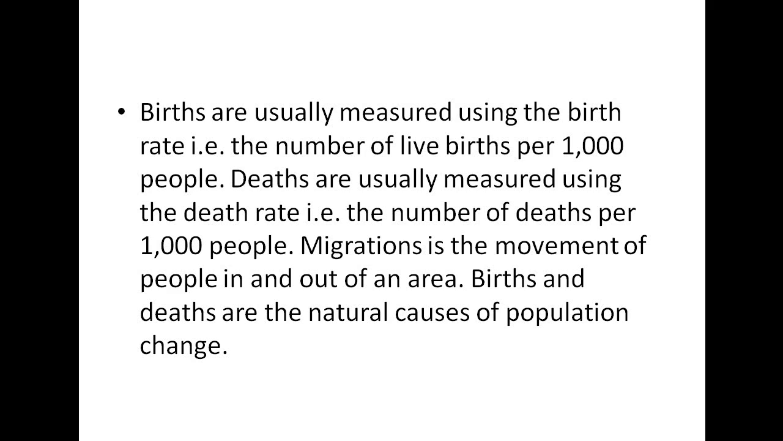Now if you want to define these things, you can write that births are usually measured using the birth rate, and the number of live births per 1000 people is how we calculate the birth rate, and that is known as the birth rate. Similarly for the death rate as well. So this is how you have to define and write about the birth rate and death rate.